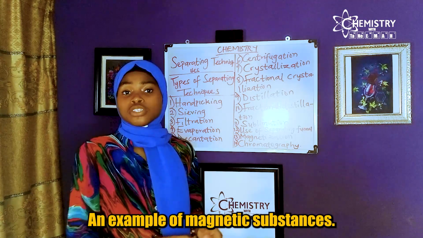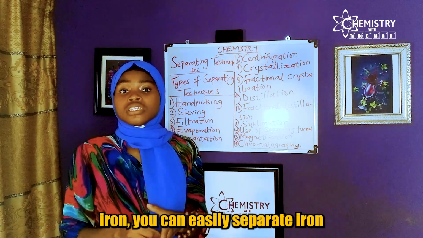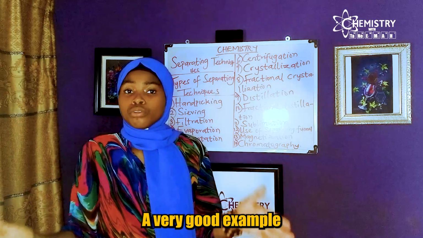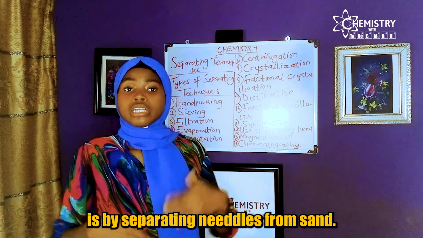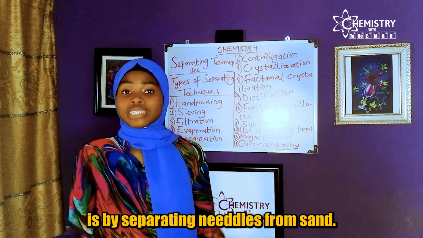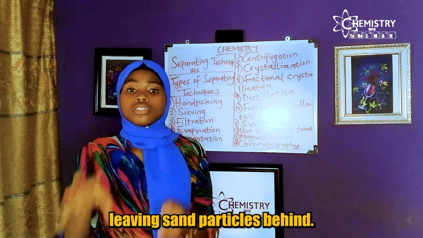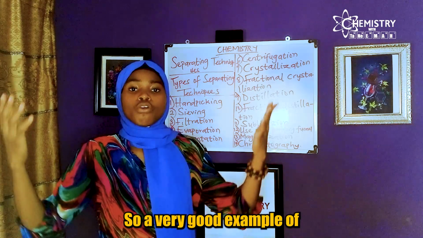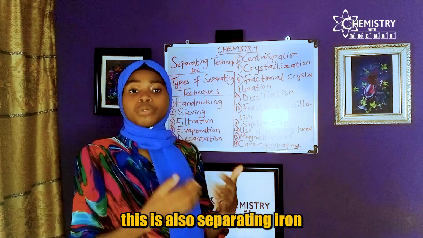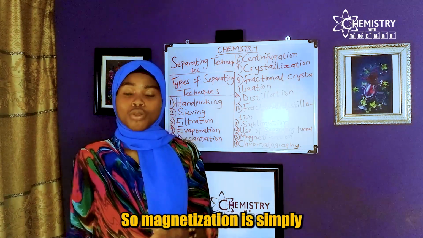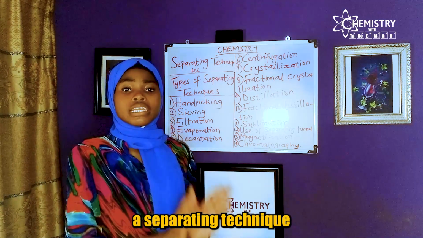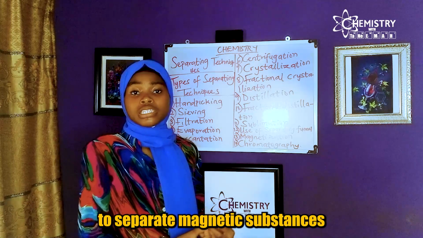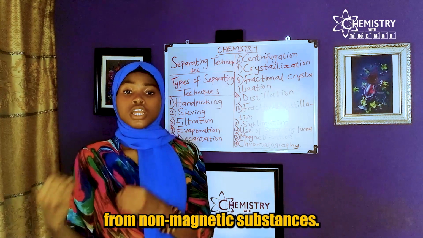An example of a magnetic substance is iron filings. You can easily separate iron filings from other substances like sand and coal. A very good example of applying this separation technique is separating needles from sand. Using a magnet, you can easily pick out the needles, leaving the sand particles behind. Another good example is separating iron filings from sulfur. So magnetization is simply a separating technique that you can use to separate magnetic substances from non-magnetic substances.